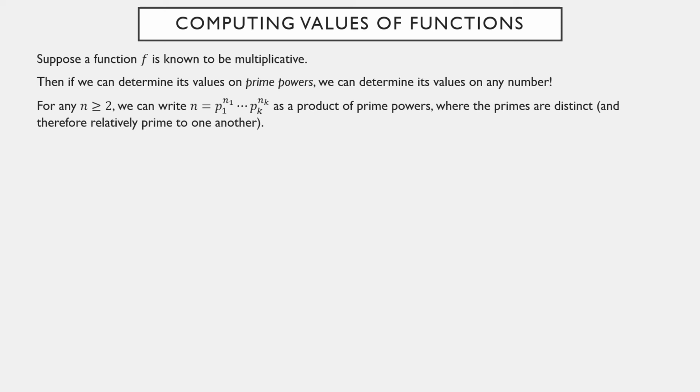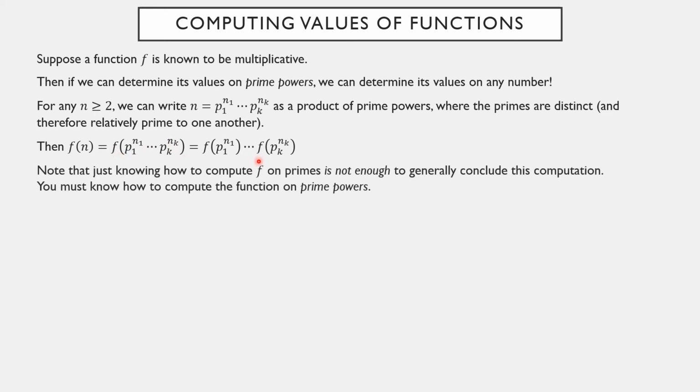So for any number 2 or larger, that number has a factorization as a product of prime powers, where the primes are different and therefore relatively prime to one another. So since all of these prime powers are relatively prime to one another, and the function was assumed to be multiplicative, n is written as its prime factorization. Since each of these prime powers is relatively prime to each other and f is multiplicative, f distributes like that. So if you can figure out how f acts on a prime to a power, you can actually, through the fundamental theorem of arithmetic, determine how f acts on any n.